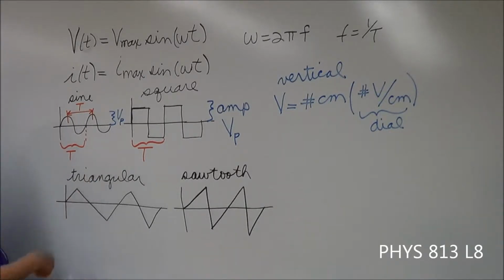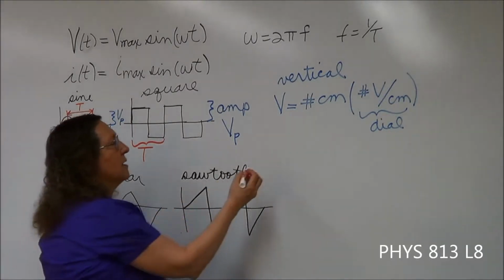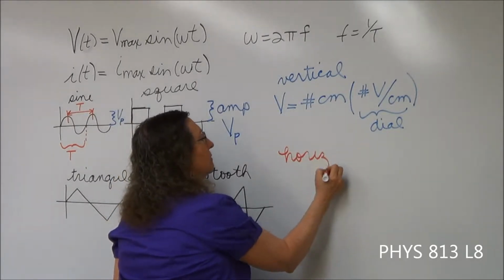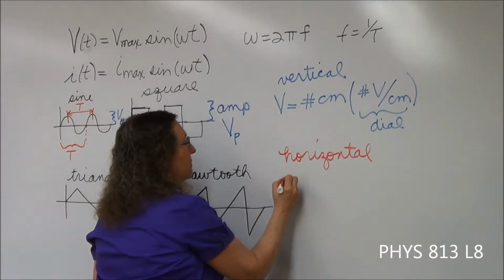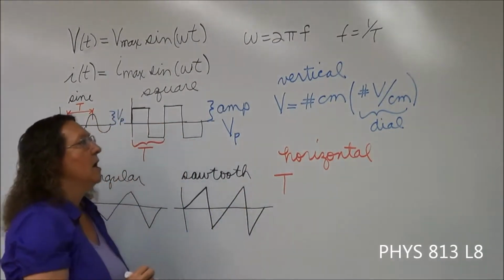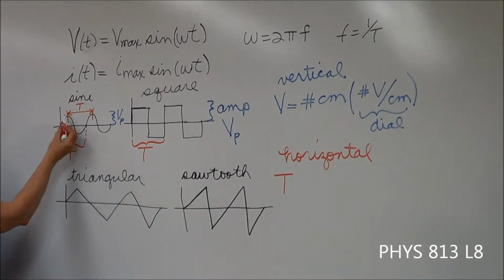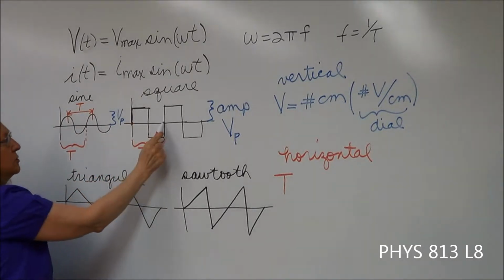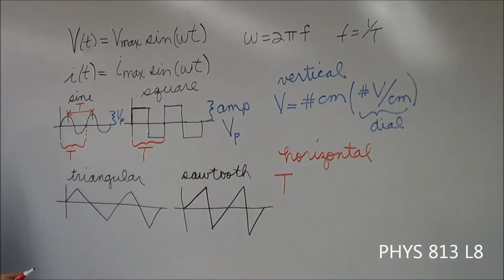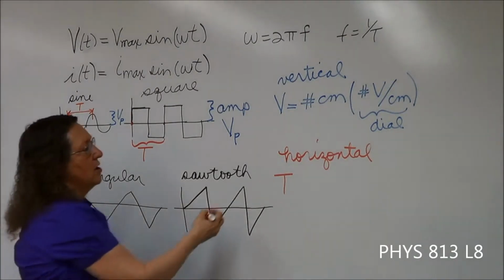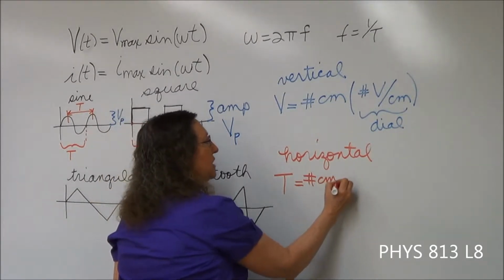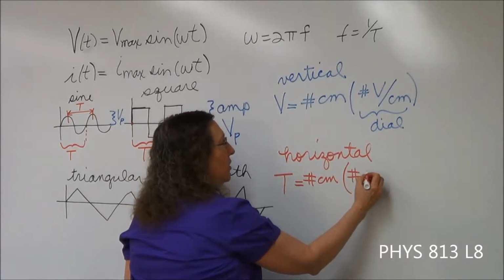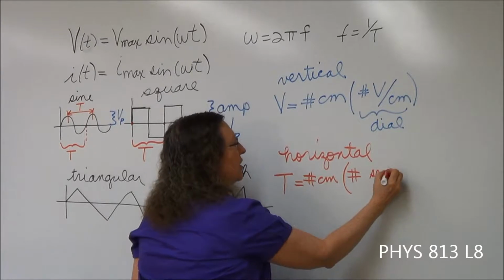Now, we have the same thing for time, except time is on the horizontal scale. So we have horizontal, and for the time I'm going to put period, because usually you're going to be measuring from peak to peak horizontally, or from here to here horizontally, to figure out what the period is. So for the time, which would be the period, again, it's the number of centimeters multiplied by the number of seconds per centimeter.